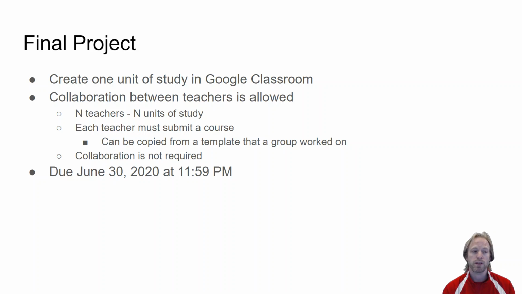You are allowed to collaborate with other teachers if you would like. If you have two teachers collaborating together, then you need to produce 2 units of study in that course, and each teacher will still need to submit a Google Classroom at the end of the project. But what you could do is work on a single Google Classroom course together, and then when you're finished, you could each copy that course and submit those copies to the classroom template. So once again, you could have any number of teachers collaborating together. Just make sure the number of teachers collaborating on a course matches the number of units of study that you end up completing.